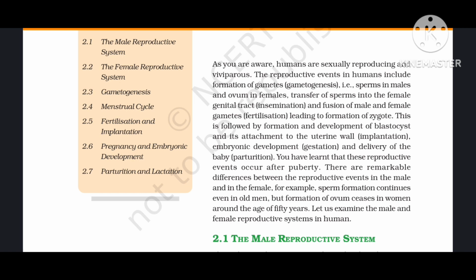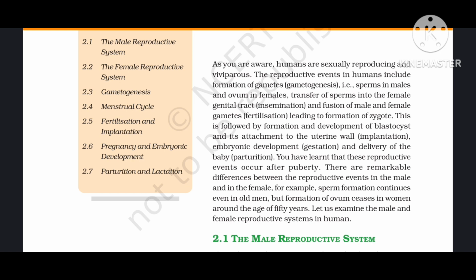As you are aware, humans are sexually reproducing and viviparous. The reproductive events in humans include formation of gametes, gametogenesis, that is, sperm in males and ovum in females, transfer of sperms into the female genital tract, insemination, and fusion of male and female gametes, fertilization, leading to formation of zygote. This is followed by formation and development of blastocyst and its attachment to the uterine wall, implantation, embryonic development, gestation, and delivery of the baby, parturition.